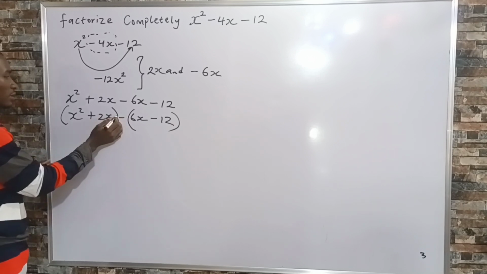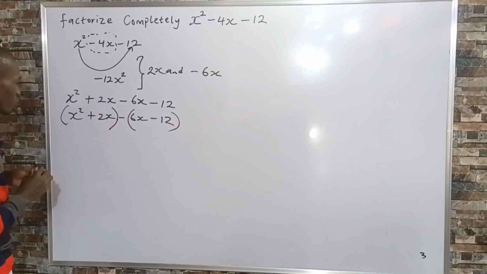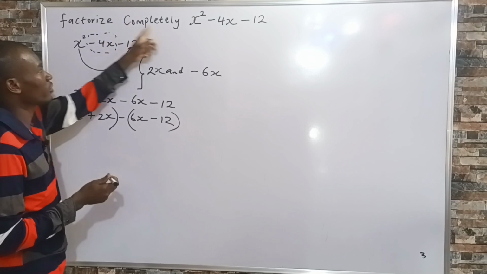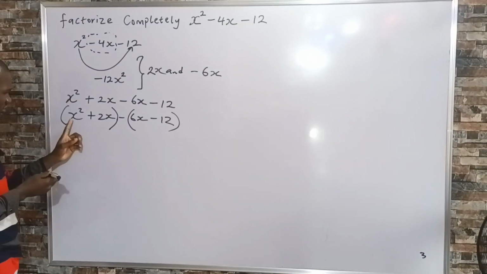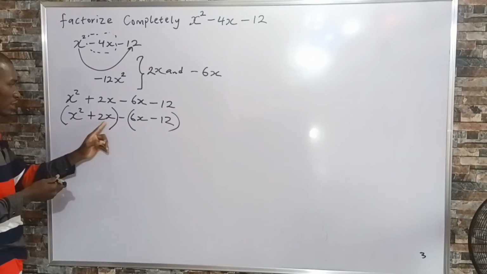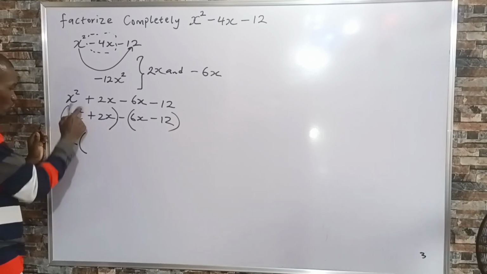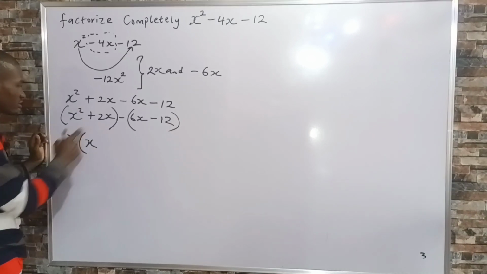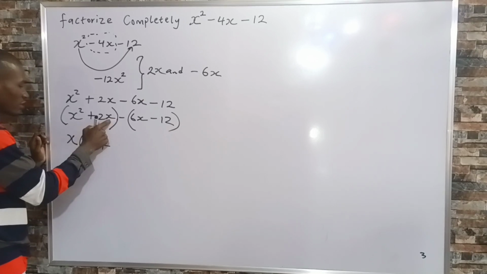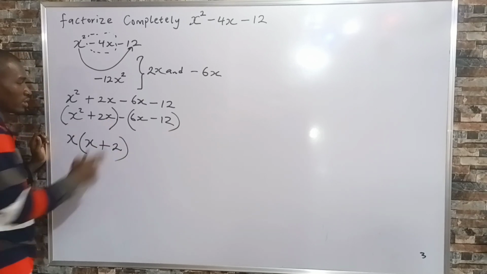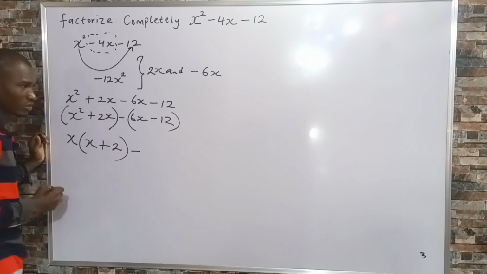Then solving further, I will now have to factorize. Remember, we are talking about factorizing completely. So what is the common factor of x squared and 2x? The common factor is x, such that x divided into x squared, we are left with single x. Then plus x divided into 2x, we are left with 2. Okay? And coming here, we have minus.